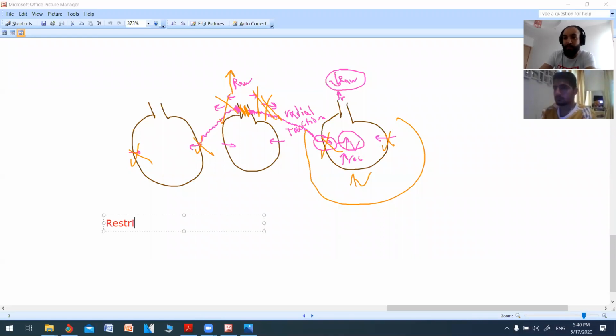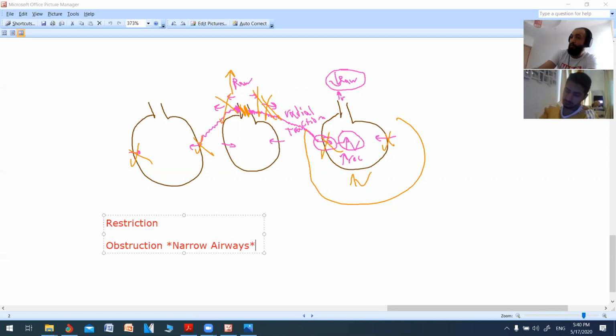Now I have to define two pathologies: something called restriction and something called obstruction. When I'm talking about obstruction, you have to understand that it's narrow airway. But restriction means a small lung. So is emphysema obstruction or restriction? Obstruction, because it didn't make the lung small. It makes the airways small. Even though the affection is in the alveoli, what is the effect?